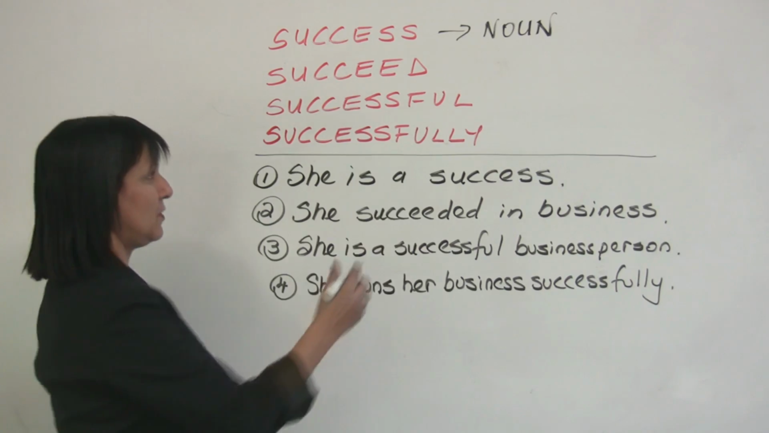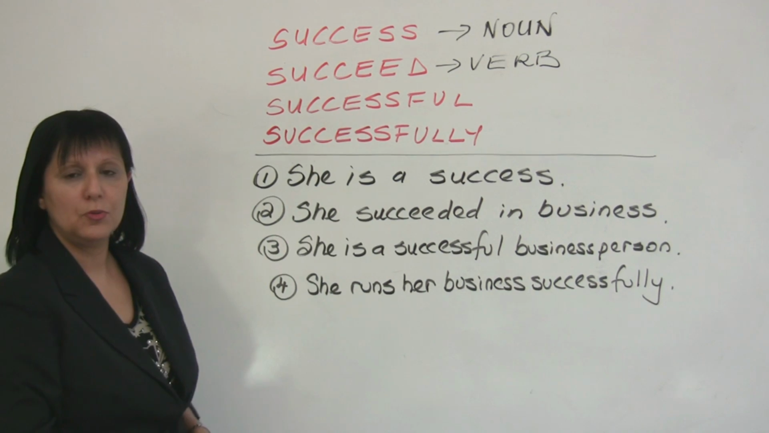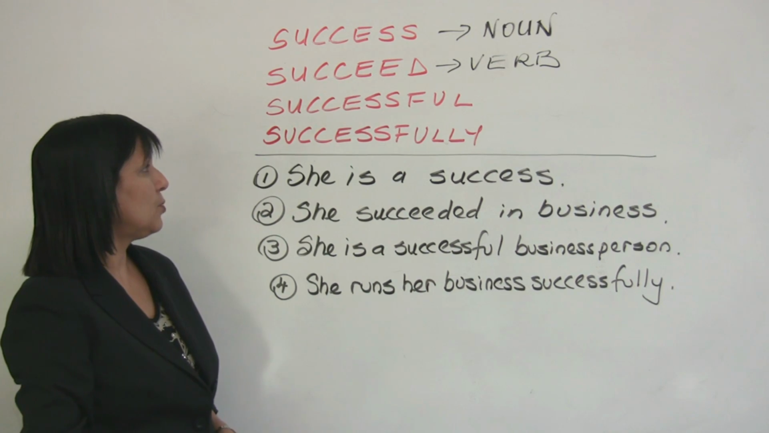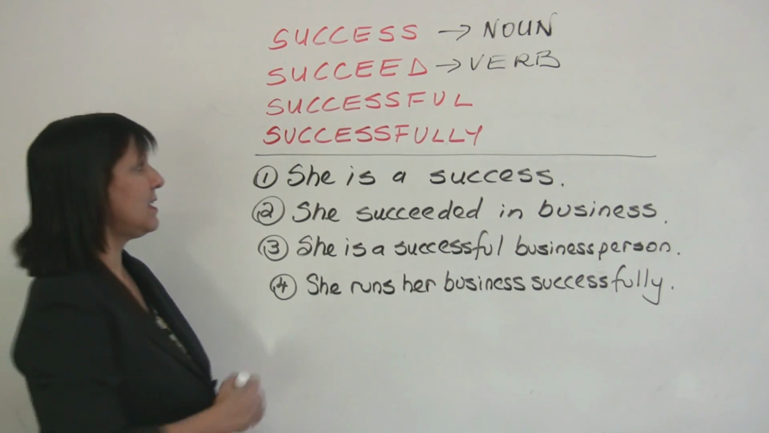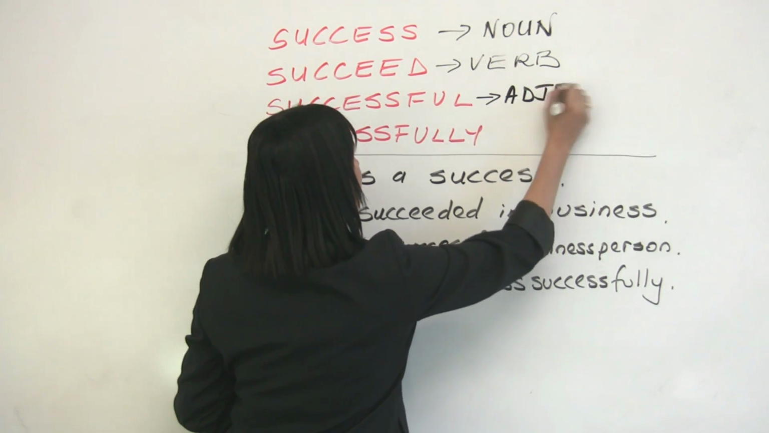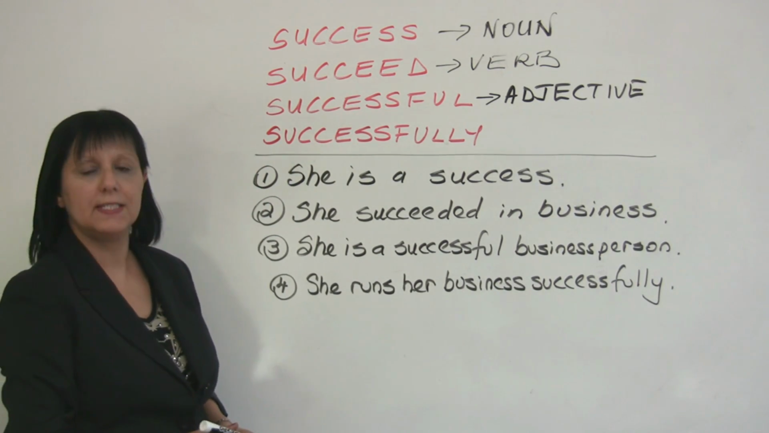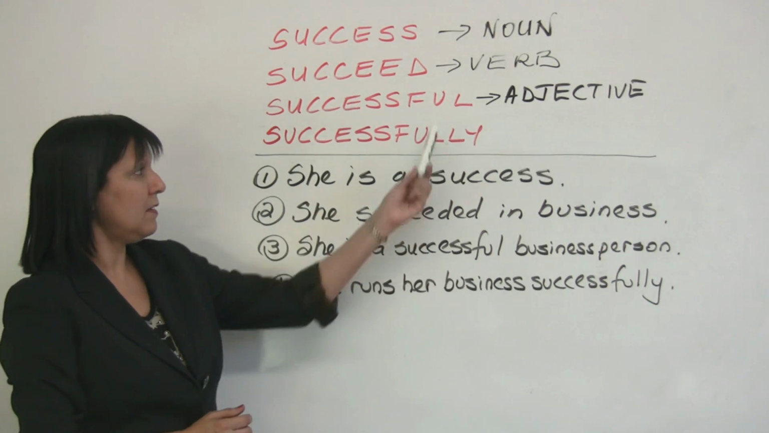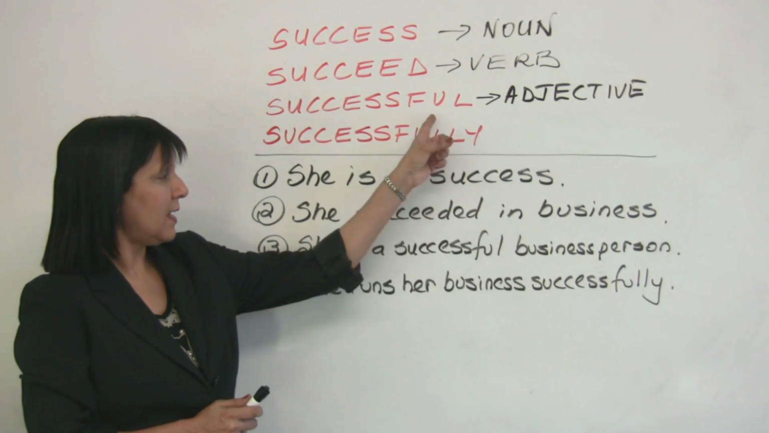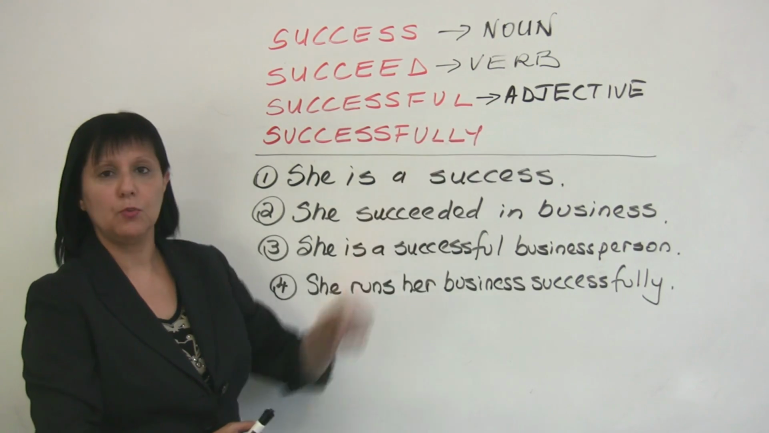The next word is the verb. Right? Succeed. S-U-C-C-E-E-D. Right? The next word is the adjective successful. Right? Successful. S-U-C-C-E-S-S again. And then full. Of course, when we make it an adjective with words that use full. When we say successful, it means full of success. But we have only one L.